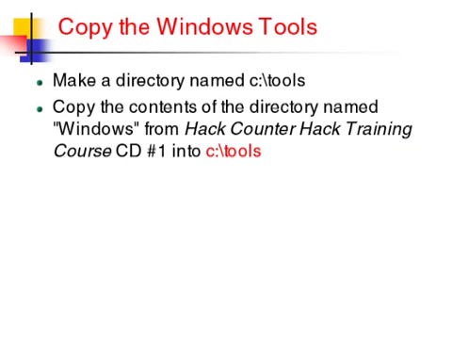Now that we've finished installing Windows XP, we need to copy the Windows tools to our hard drive. You should use the Windows Explorer to make a directory named C:\tools, and then copy the contents of the directory named Windows from the Network Security Training Course CD into C:\tools. Once you do that, you have the tools loaded onto your hard drive and they're ready for use. You've just completed building your Windows Hacker Tool Analysis Laboratory.